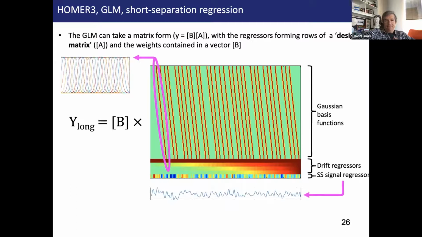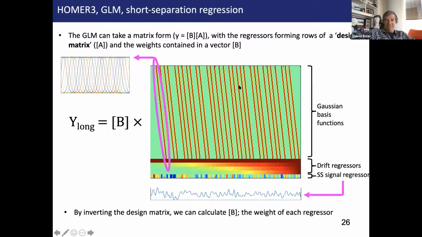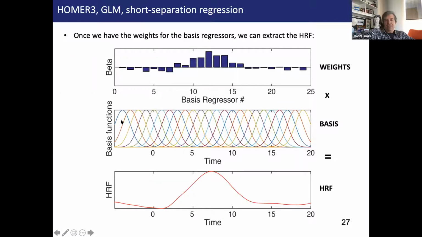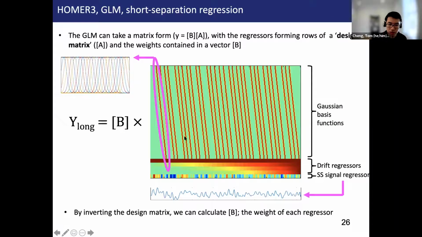So then by inverting this design matrix, and multiplying it and moving it to the other side, we can estimate these beta coefficients. Right. David, go ahead. What determines how many rows of the basis functions you have in the design matrix? Is it determined by the longest time separation between the onsets?